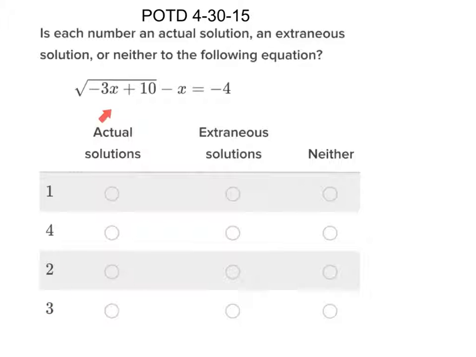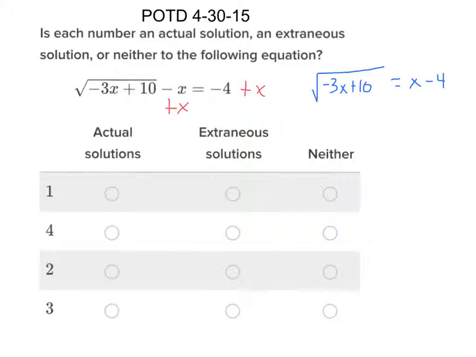Now the only way to know is to take this equation and solve it. You can't just start plugging these numbers in. Okay? So we're going to take this equation right here and solve it. So the first step in solving it will be to add x to both sides. So when I do that, I have the square root of negative 3x plus 10 equals x minus 4.